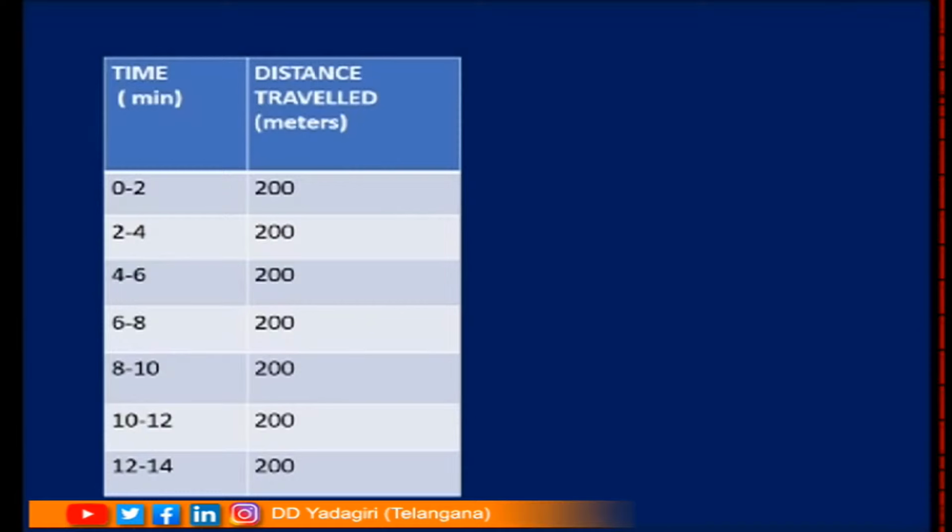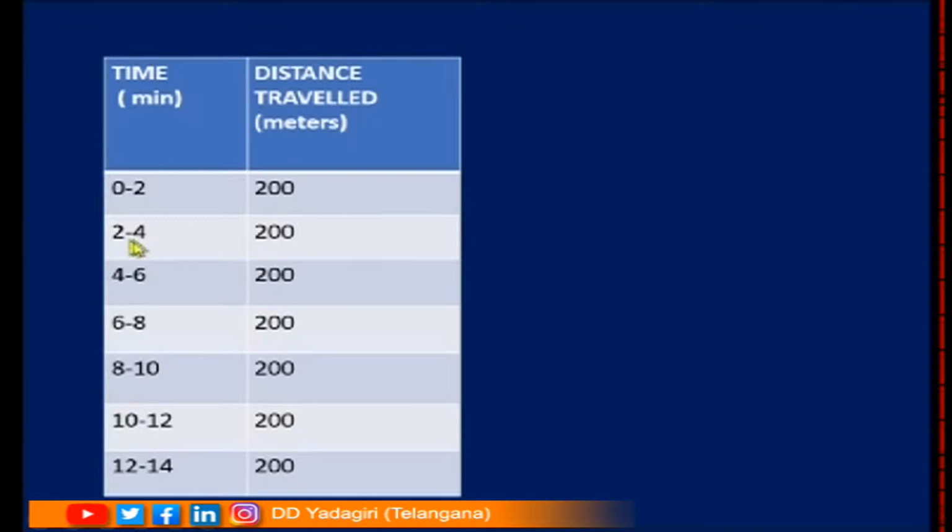Okay, children? Before going to draw the graph, we need some data. What values have to be taken on the x-axis and what values on the y-axis? That's why we have to make a table of the x values and y values. So observe here, the time values. For the first 2 minutes, she covered a distance of 200 meters.